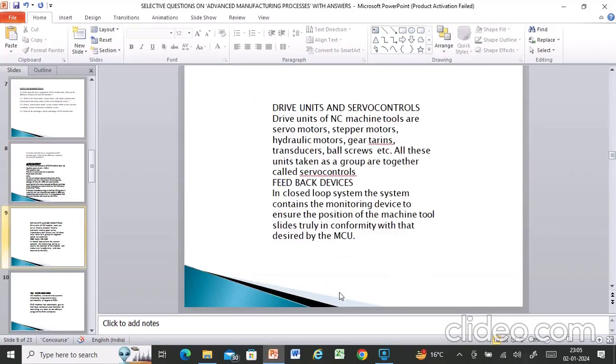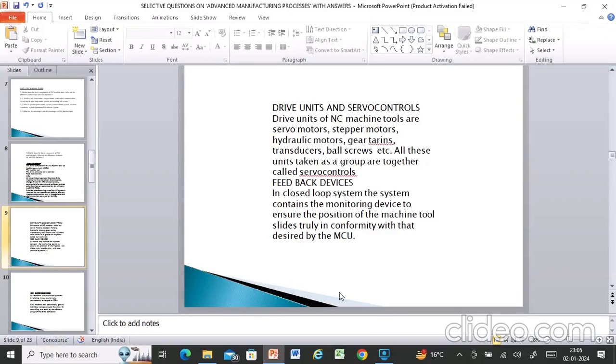The next is the drive units and servo controls. Drive units of NC machines are servo motors, stepper motors, hydraulic motors, gear trains, transducers, ball screws, etc. All these units taken together as a group are called servo controls.